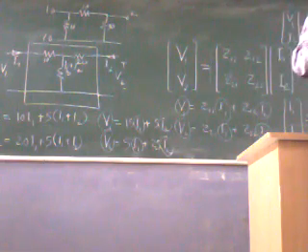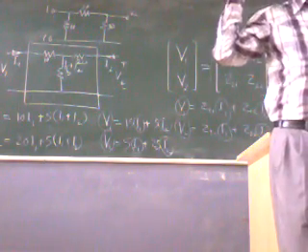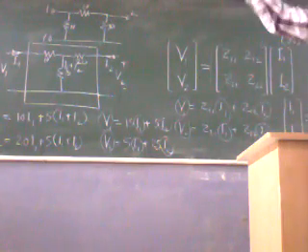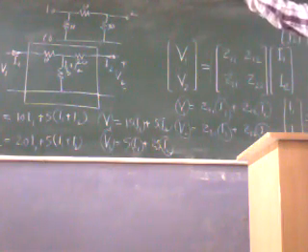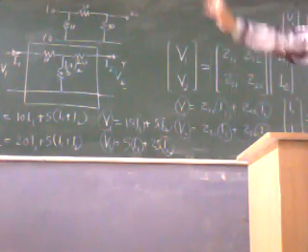Is it clear? So there is one node. This is simple. For this circuit there is one node, so we will have one equation and two loops. So two equations. That's all.